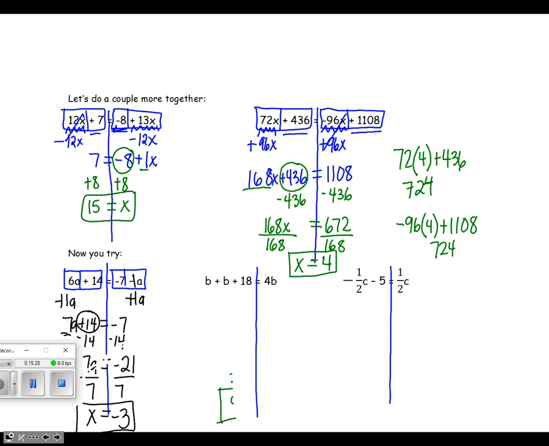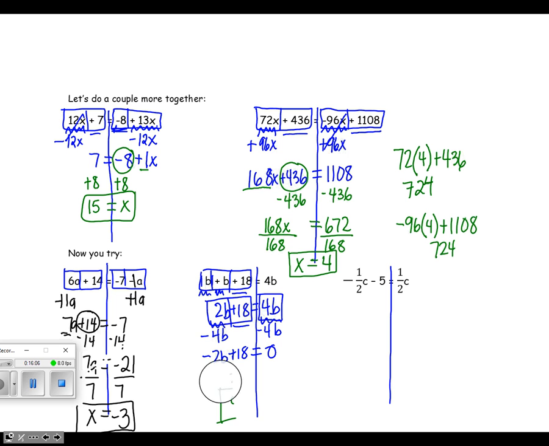It's going to take another step this time. So, same thing here. 1b plus 1b is 2b plus 18 equals 4b. Then I am going to divide up again. I got a variable term here, constant term here. Okay, what if I decided to get rid of the 4b? I'm going to subtract 4b from both sides. That gives me negative 2b plus 18 equals 0.